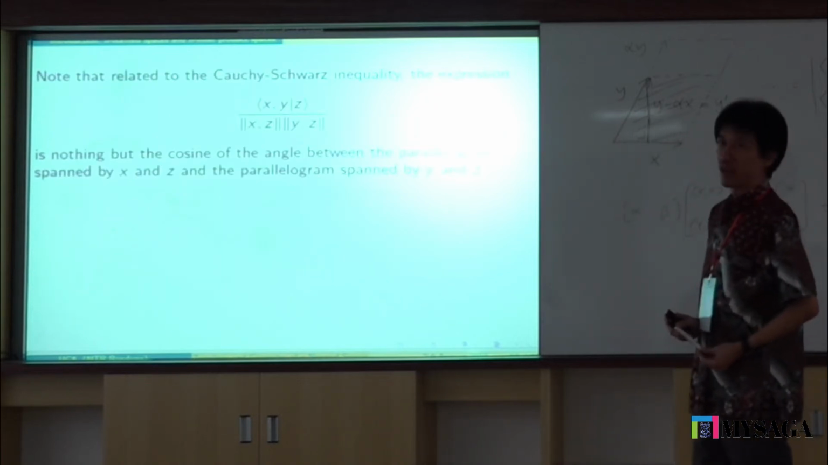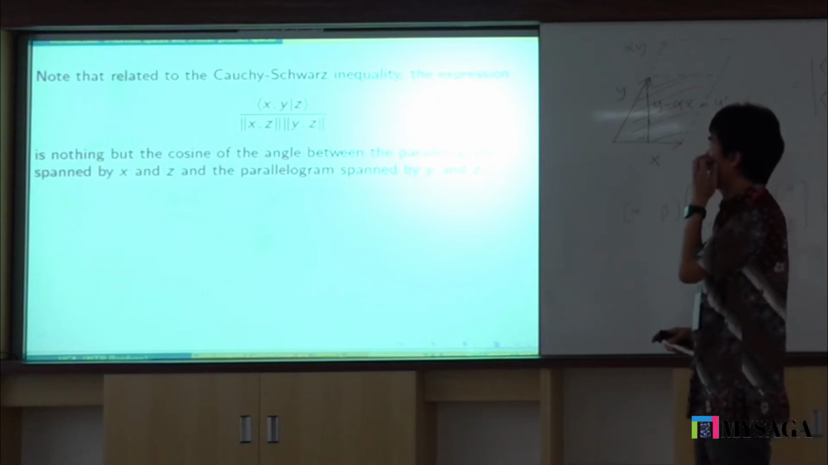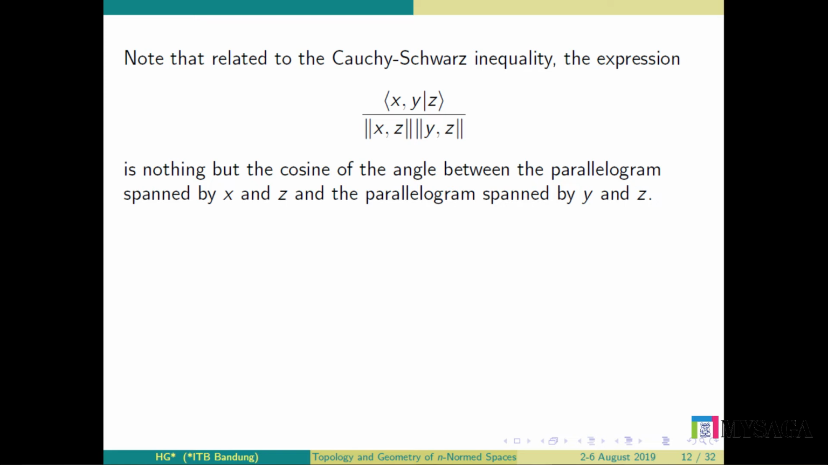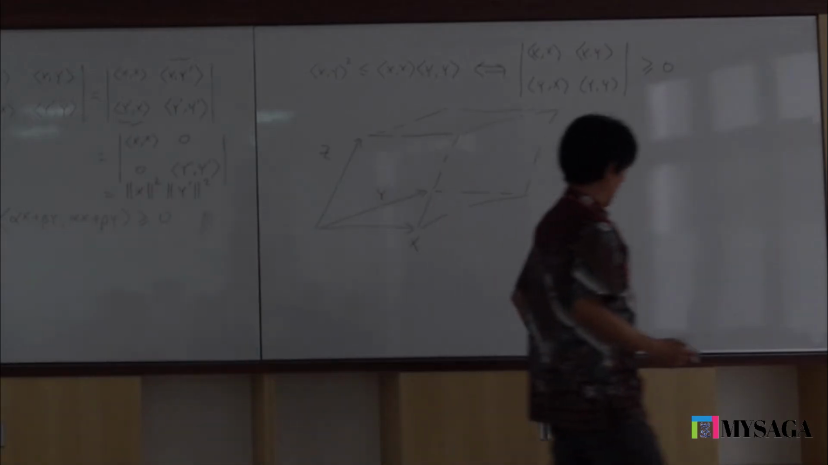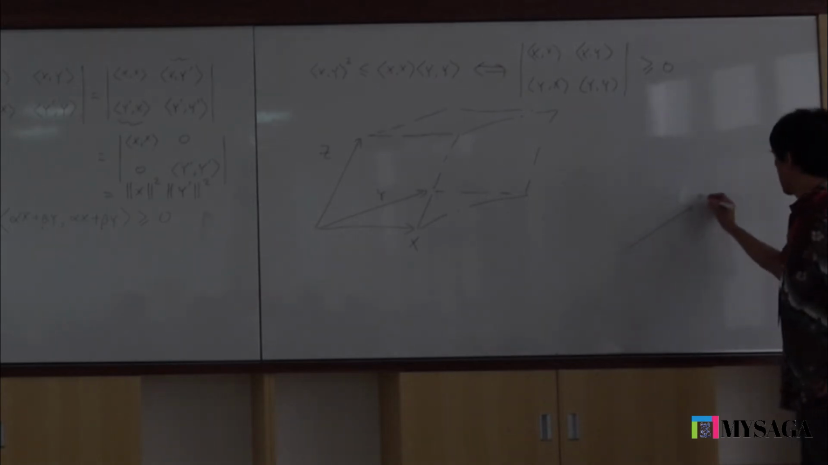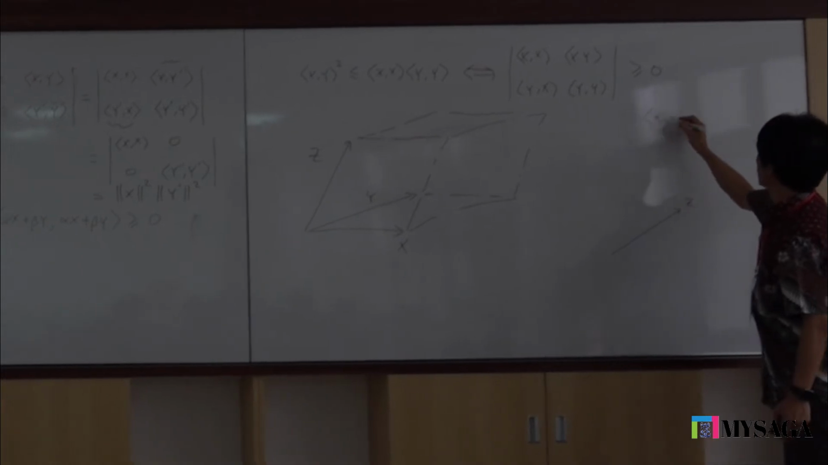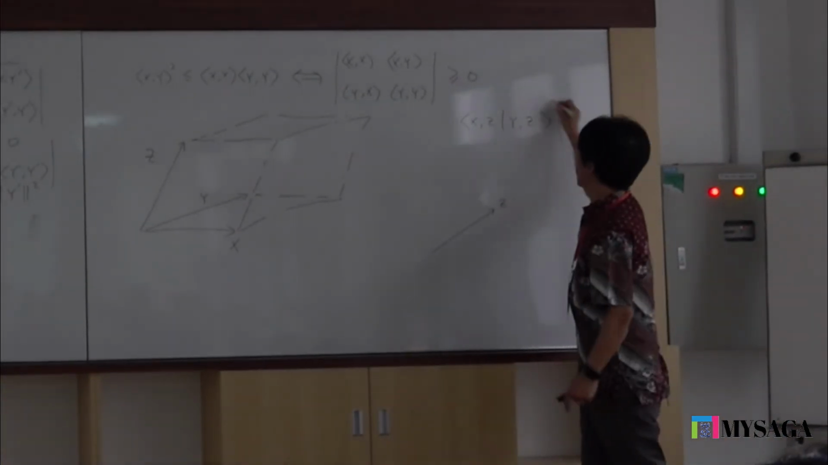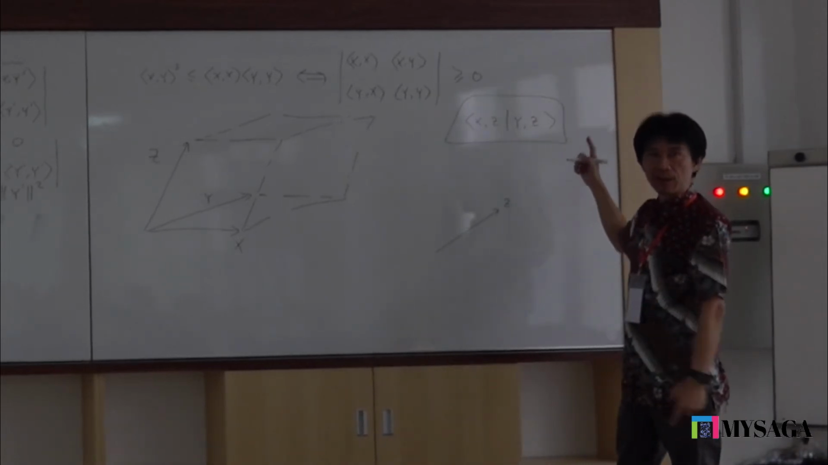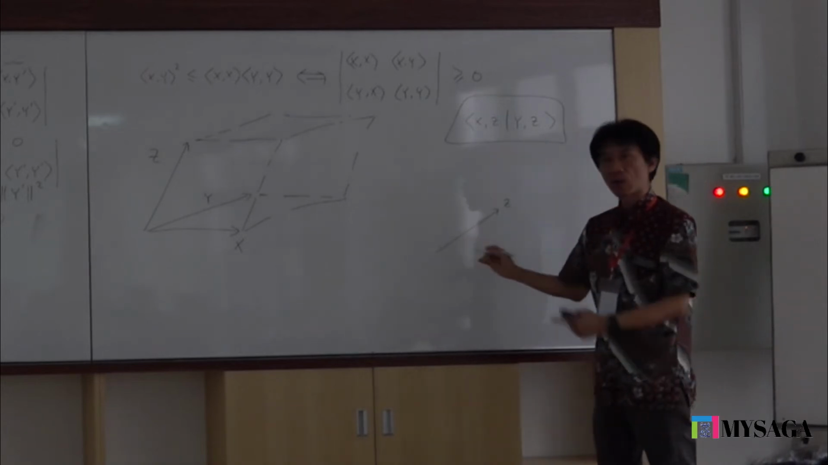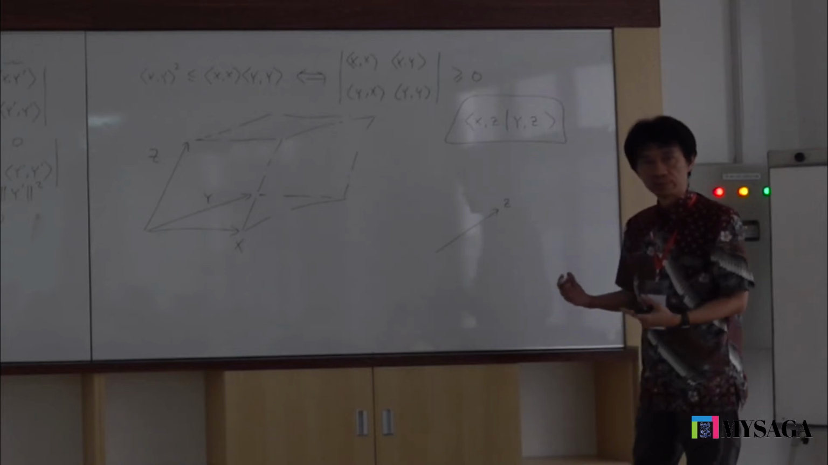Before moving on to the definition of n norms and inner products, let me note that related to the Cauchy-Schwarz inequality, this expression, this ratio, is nothing but the cosine of the angle between the parallelogram spanned by x and z and the parallelogram spanned by y and z. How do we draw that? Okay, so that is z. Now this notation is actually nice. If you remember, I offer an alternative notation. So z is like the common intersection between two parallelograms.